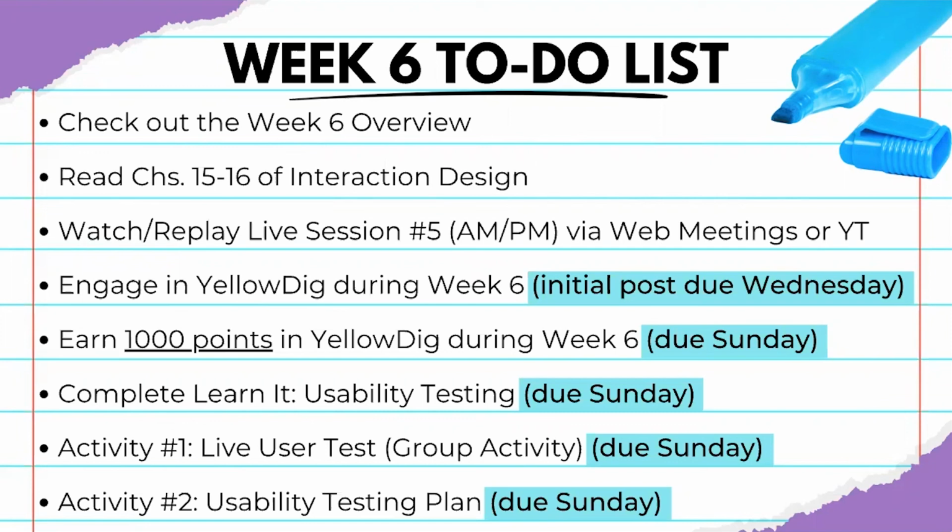Next, we're going to complete your Learn It, which is usability testing. That is due by Sunday at 11:59 p.m., as well as your activity 1 and 2. Activity 1 is the live user test, which is your group activity, due Sunday. And then you have your activity number 2, which is your usability testing plan, which is also due Sunday at 11:59 p.m.